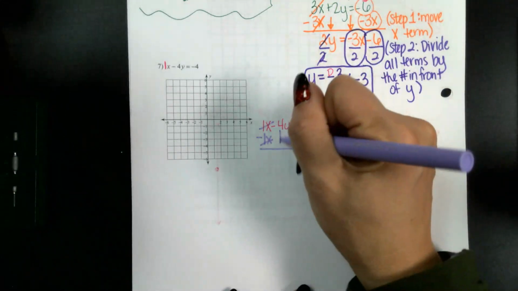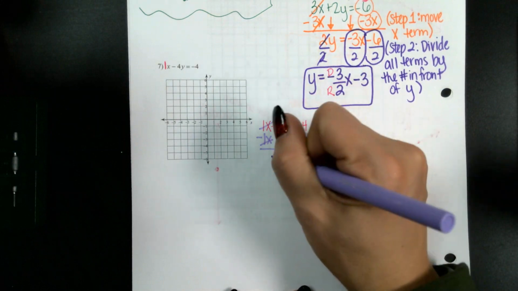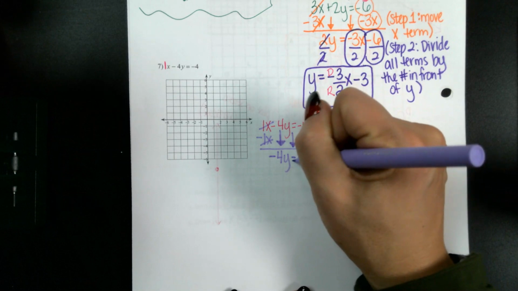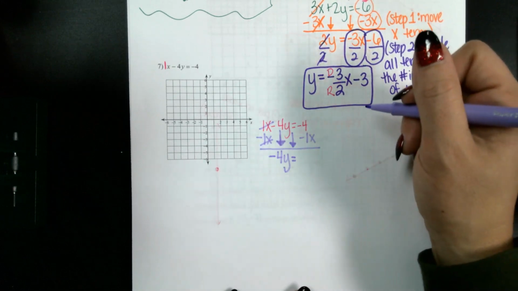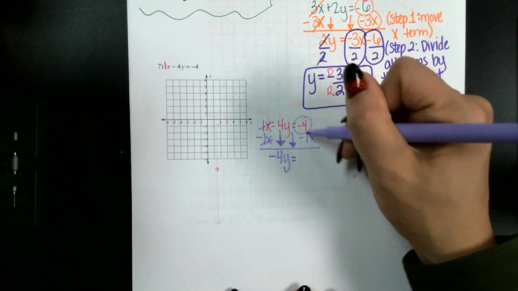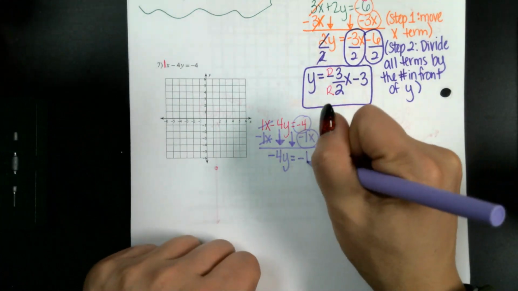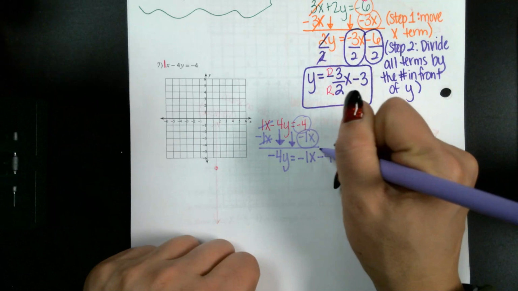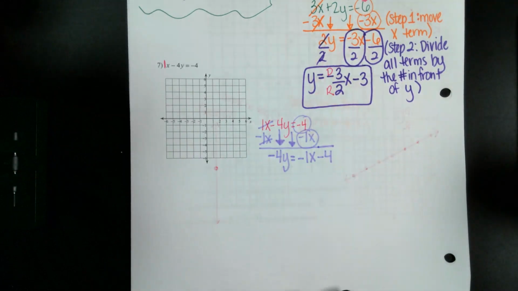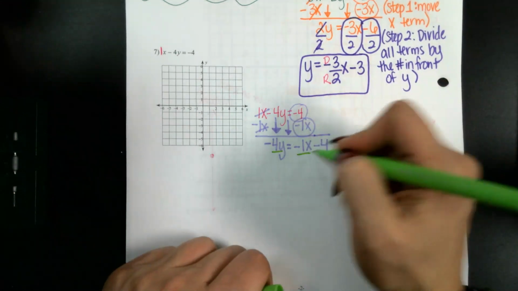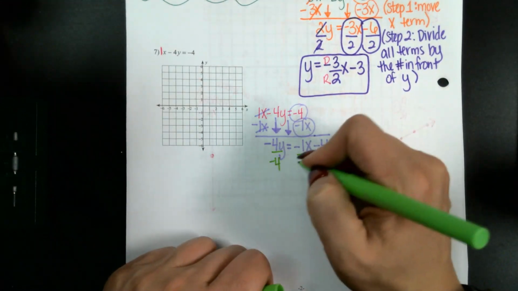Now you just need to be careful with this. This 4 is technically a negative 4y, so don't forget to bring that sign down with it. And then again, these two cannot be combined. I just switch order, so I do negative 1x minus 4. And then what would step 2 be? Divide by negative 4.